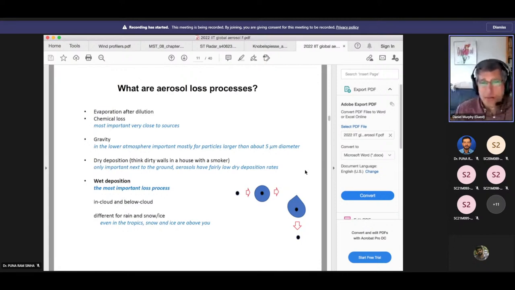I'm not going to get a lot into the details on the in cloud and below cloud, just pointing out that they're there. Also point out that I drew a water droplet, but this same thing happens with snow and ice. And the details, of course, are different for snow and ice than they are for water. And I would point out to you that even in the tropics, snow and ice processes are important because snow and ice is not just in the polar regions. Even if snow and ice are above you, at 10 kilometers altitude, there's snow and ice in the clouds, not liquid water.